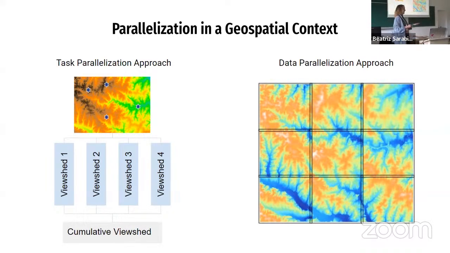So if you have tasks that can run independently from each other, for example, this one's showing say you have 4 different cell phone towers and you want to know the cumulative viewshed. Well, they're all independent tasks. The viewshed of one doesn't affect the viewshed of the other. So they can all be run in parallel at the same time, and then we could sum them together at the end. So that'd be a task-based approach.